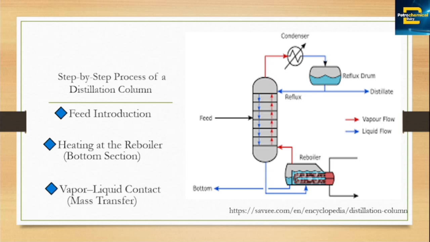So the liquid will now pass through a reflux drum. At the reflux drum, the liquid will split into two. Part of it will be fed back into the distillation column, and part of it will be produced. That means our product. And this happens in a continuous process.